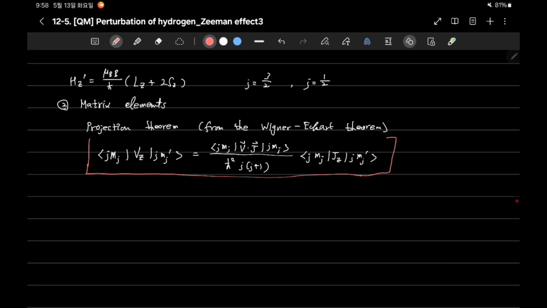The matrix element in the basis of the total angular momentum and the corresponding magnetic quantum number can be written with the matrix elements in the same basis. Same basis means that it is diagonalized, so these are diagonalized matrix elements, because the basis is the same. Then we divide by h bar squared j(j plus 1), times J_q. You do not need to remember this formula, but I will use it, and I do not prove this projection theorem. Anyway, let's use it.